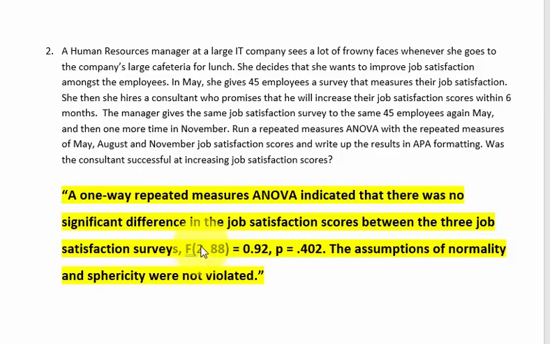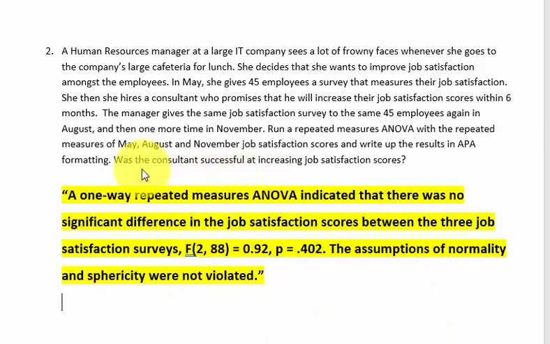So you got 2 degrees of freedom between groups, which is the number of measurements minus 1, and 88 degrees of freedom for the within groups, and your F ratio was 0.92, p-value way bigger than 0.05. Do not reject the null. And the assumptions of normality or sphericity were not violated. So you're done. That's it right there.